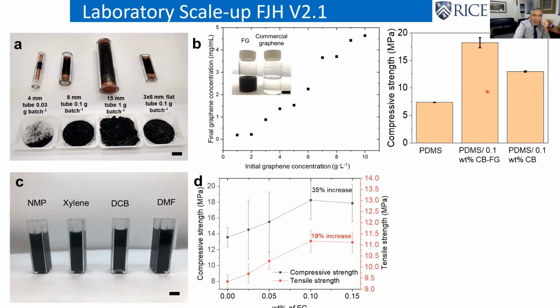You can put this in plastics and it will greatly increase the strength of the plastic, really toughen it up, even better than carbon black does. We can add 0.1 weight% of flash graphene to cement, and it's a 35% increase in the compressive strength and a 19% increase in the tensile strength. That's a big deal.